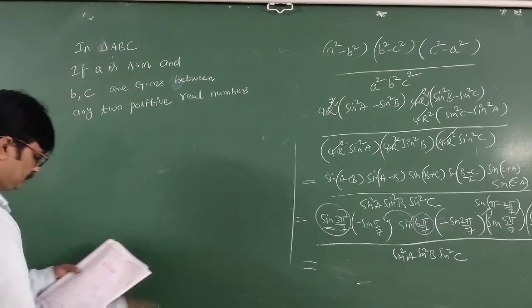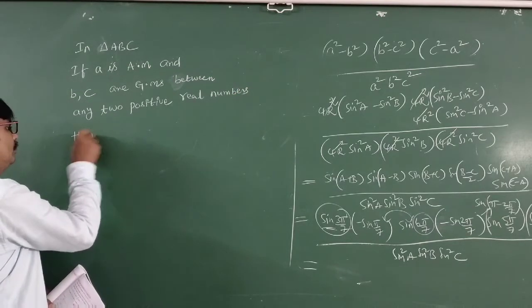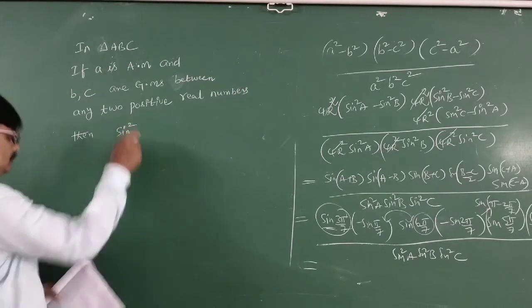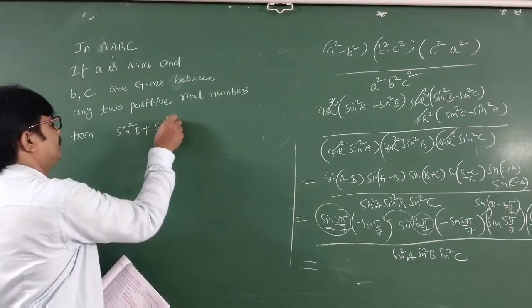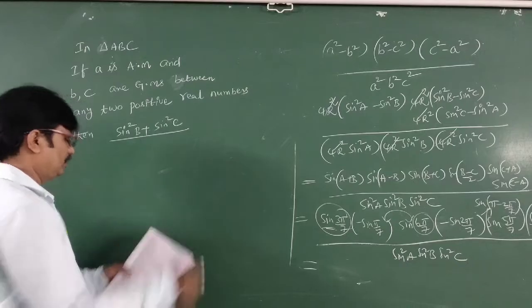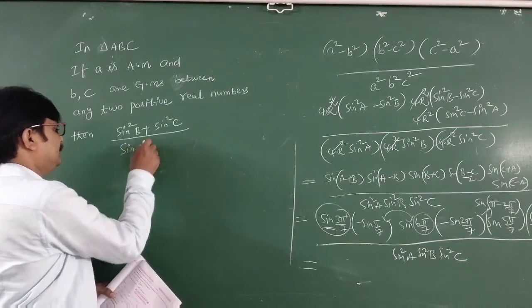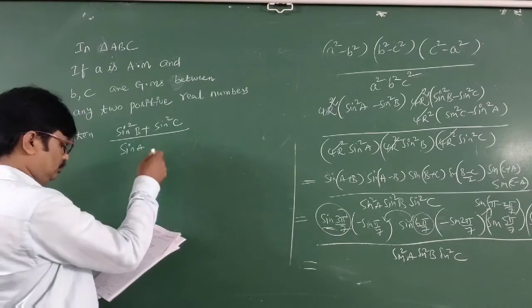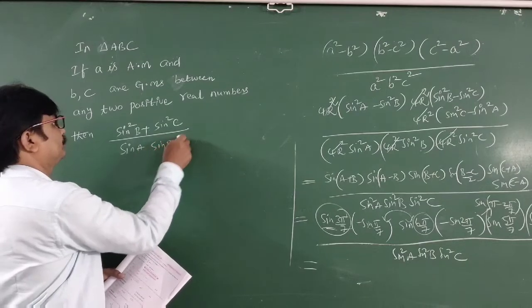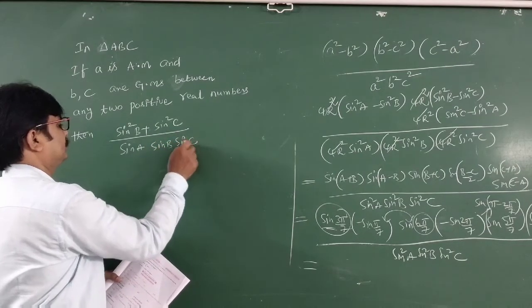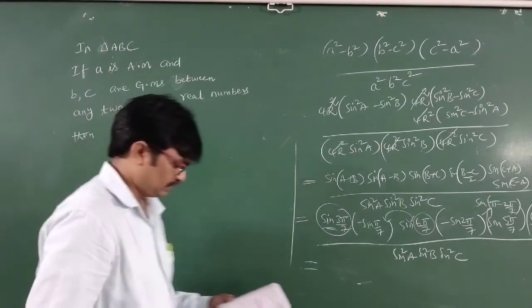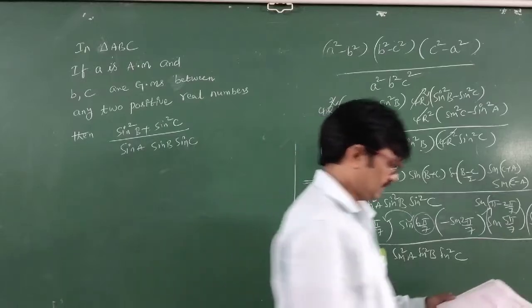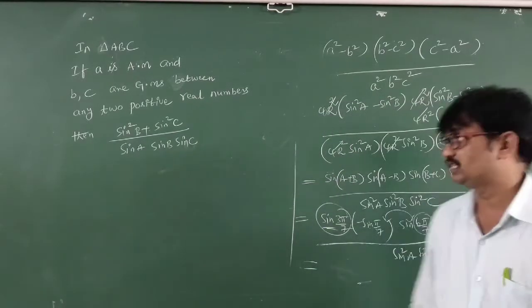Okay students, then find the value of sine square B plus sine cube B plus sine cube C upon sine A into sine B into sine C.